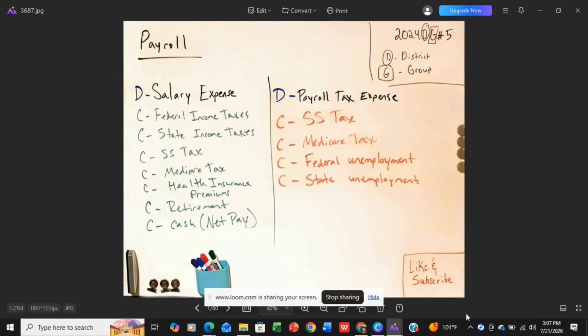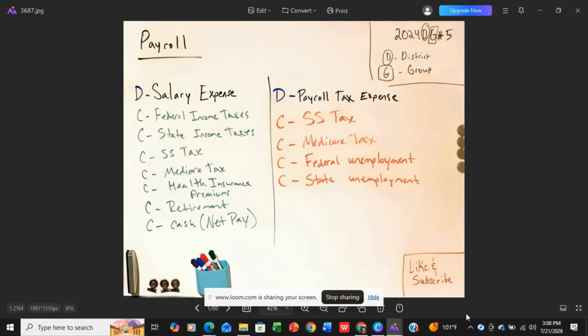Then we have our payroll tax expense entry. This is when the employers have to pay. We have Social Security tax and Medicare tax. Notice that tax is in both journal entries because the employee ends up paying double, the employer's portion and the employee's portion. And then the federal unemployment and the state unemployment. So these are the two journal entries.